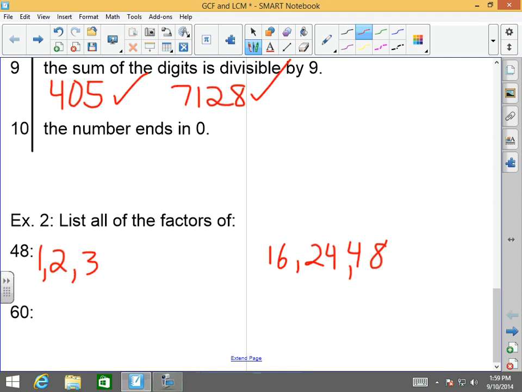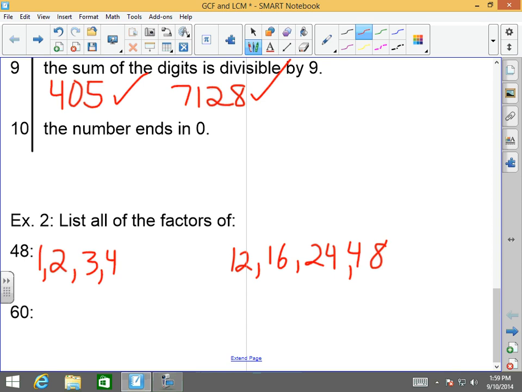Does 4 go into 48? Yes, because the last 2 digits are divisible by 4. It'd be 4 and 12. Does 5 go into 48? How do you know it's no? Thank you. It doesn't end with a 0 or 5.